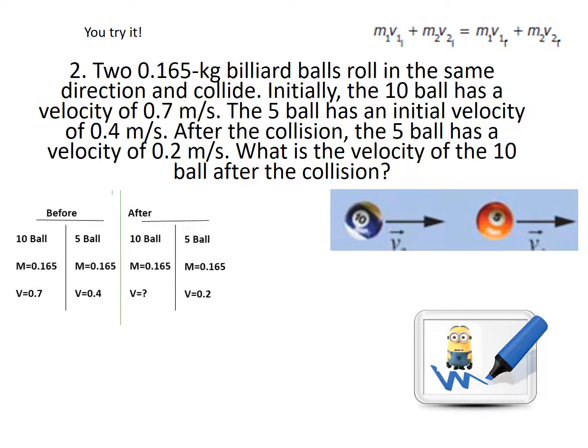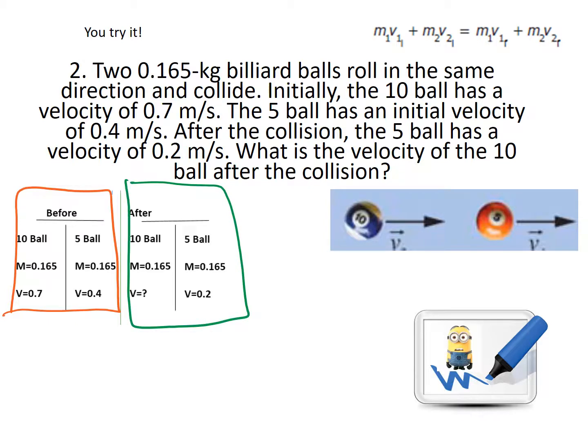So two 0.165 kilogram billiard balls roll in the same direction and collide. Initially, the 10 ball has a velocity of 0.7 meters per second, and the 5 ball has an initial velocity of 0.4. And so we set that up in our before box. After the collision, the 5 ball has a velocity of 0.2. What is the velocity of the 10 ball after the collision? So this is almost the exact same problem. We just changed the numbers up a bit. So if you want to try it on your own first, and then see how we solve it in the next slide.